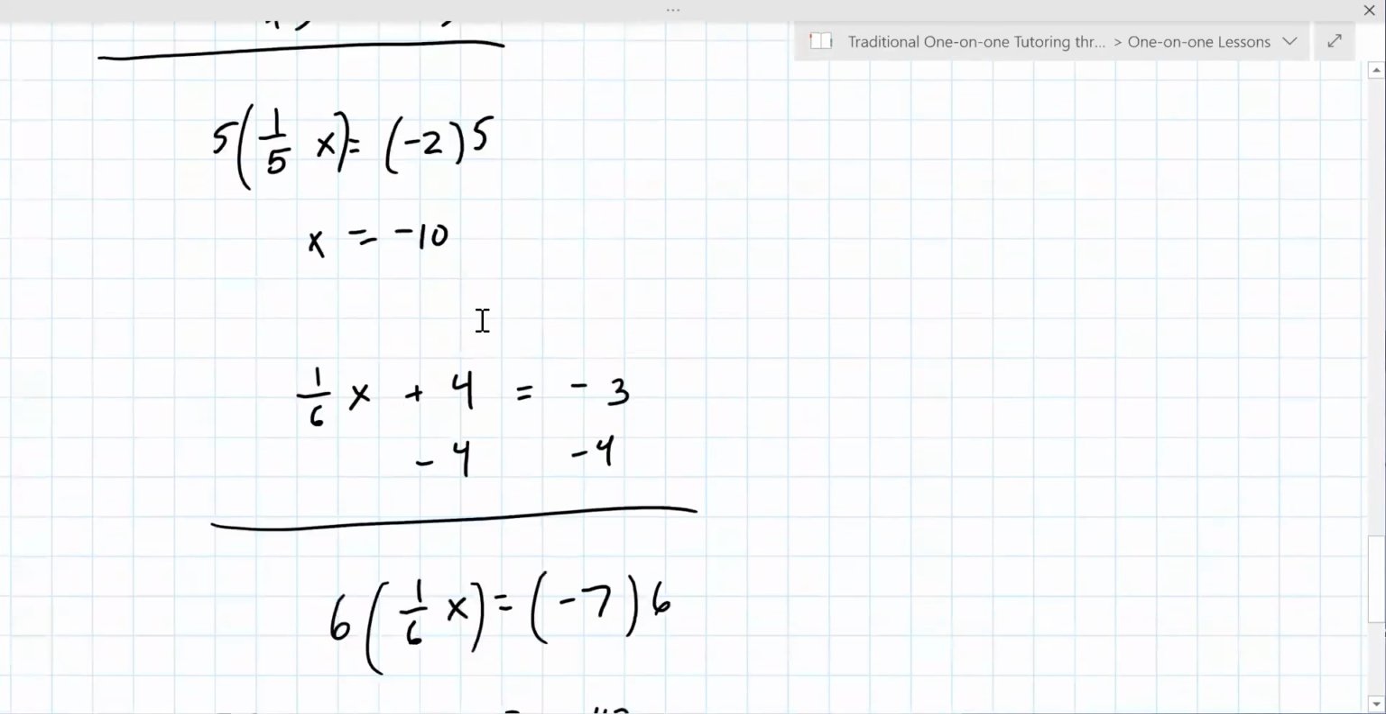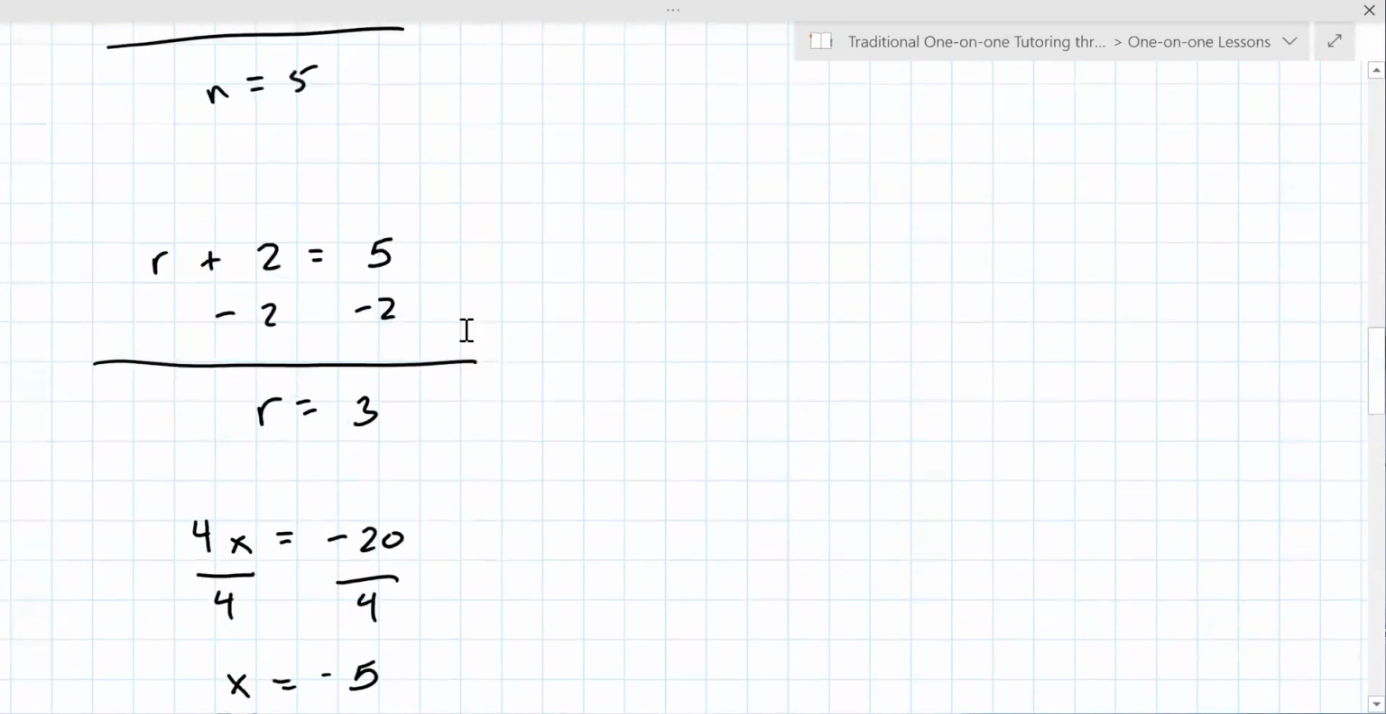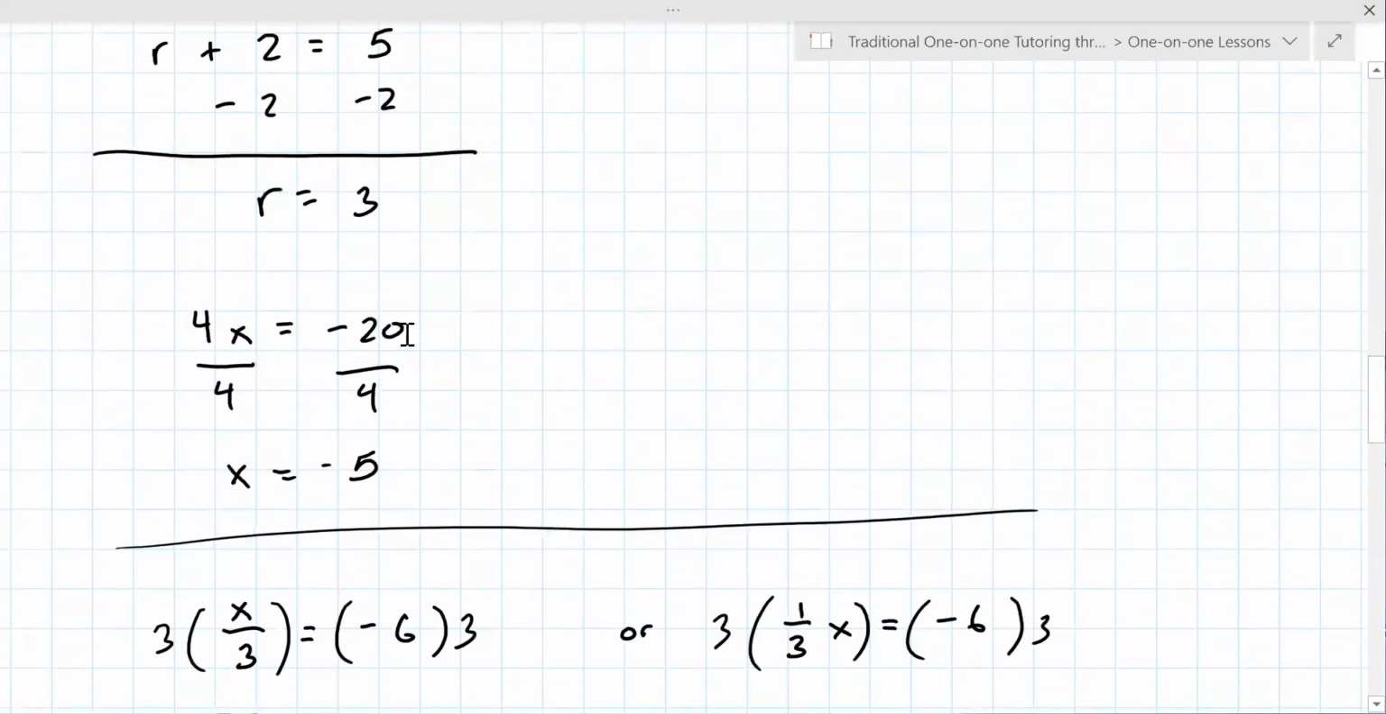Okay, so let's go back. You've done some like this. Let's go back and look at one that you did here, like 4x equals minus 20. What did you do here? Oh yeah, we divided both sides. By what number? The 4. Why 4? Why not 20? Because it has the x.